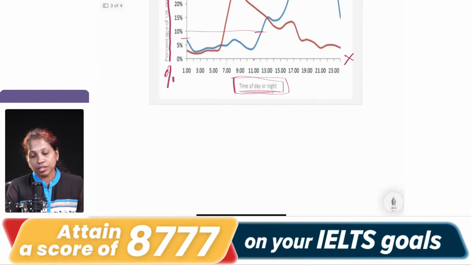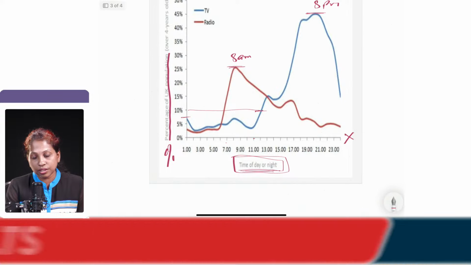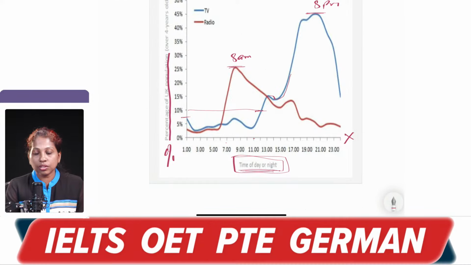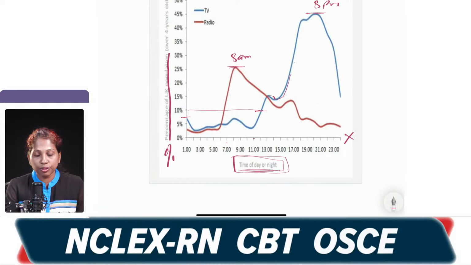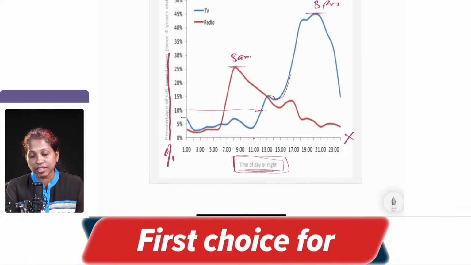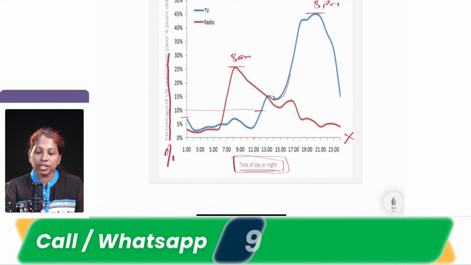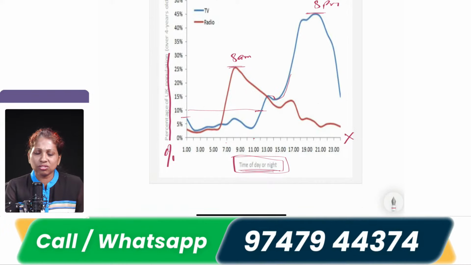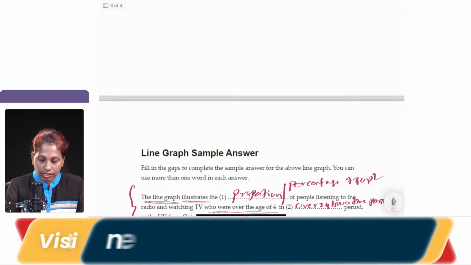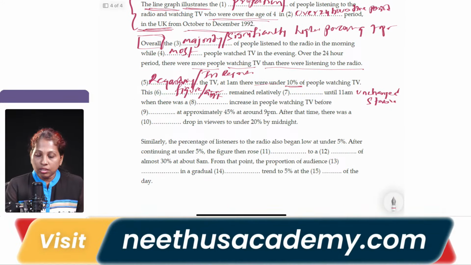After 11 a.m. the percentage is changing. You can see from here it is going up. After 11, the number of people who watch television from that point of time is going up slowly, gradually growing up, right? Slowly it's going up, and by 8 o'clock it is reaching almost 45%, less than 45%, right? So you can see there was a gradual increase.